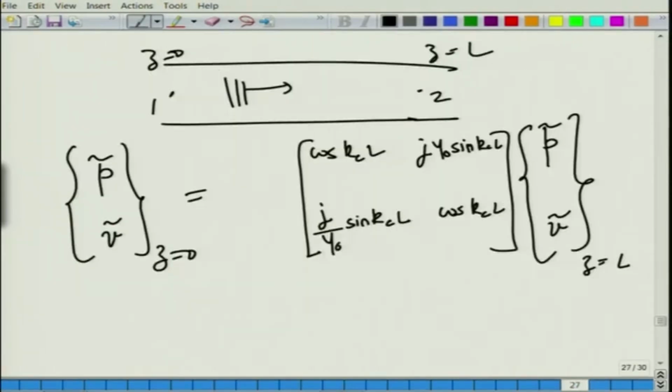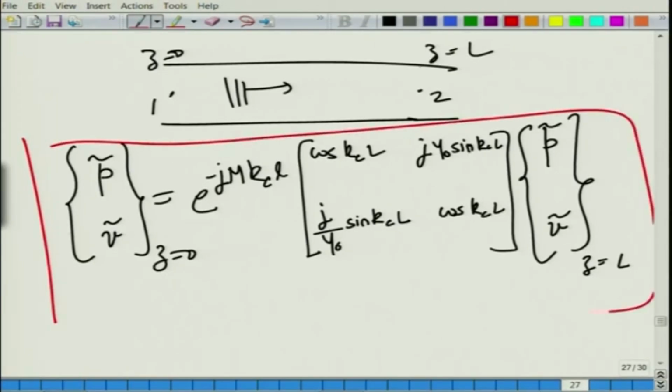So, again I am insisting that please work out the derivation. I am just not showing the steps involved. So, here you have L. Let me write it a bit more cleanly. So, this is e to the power minus j m into k c L. So, when m is 0, you get back your old transfer matrix. So, this is the stuff that we are really aiming for in this class. I mean, one of the major objectives in this class.